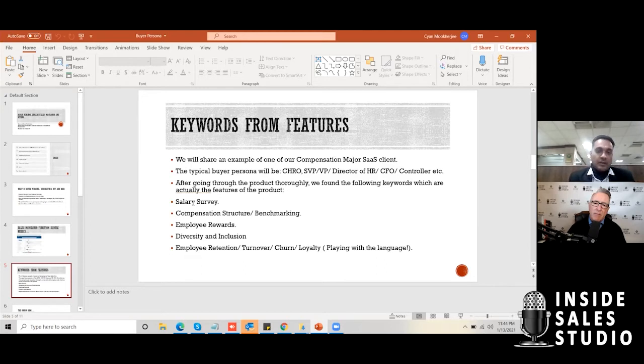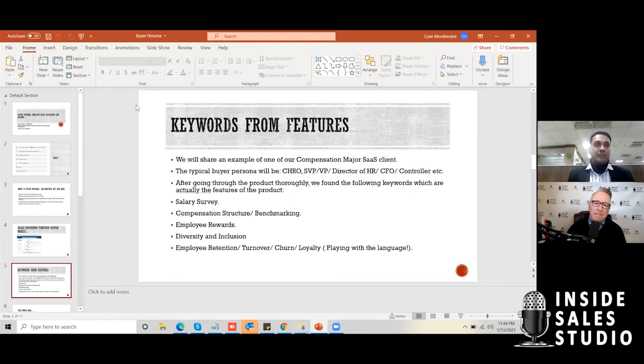For example, salary survey, compensation structure and benchmarking, employee rewards, diversity and inclusion, and playing with the words employee retention, turnover, transparency, churn, and loyalty, and things like that. So rather than going to the designations, we will go to profiles in Sales Navigator who are talking about these keywords, who in their about section, or maybe in the previous section or in the endorsements, have these keywords present.